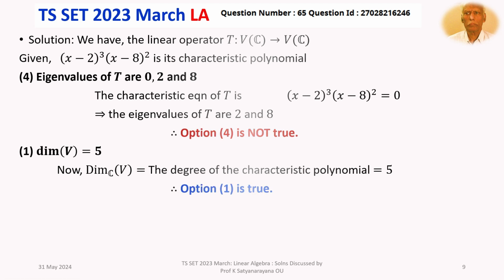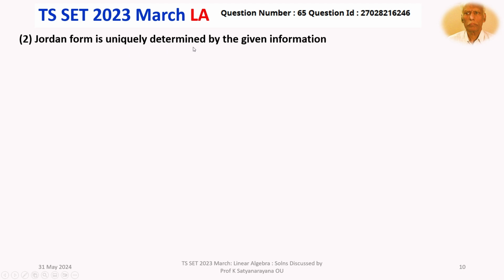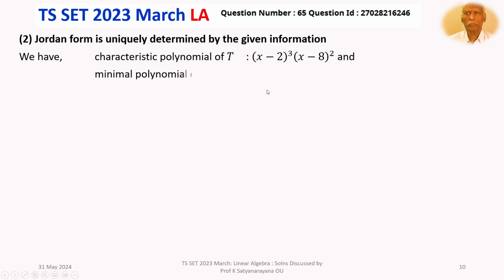Let's move to the next option, that is option number 2. Jordan form is uniquely determined by the given information. What is the given information to us? One is the characteristic polynomial, that is (x minus 2) whole cube into (x minus 8) whole square. The other is the minimal polynomial, that is (x minus 2) whole square into (x minus 8). These two will determine a Jordan form in this case.